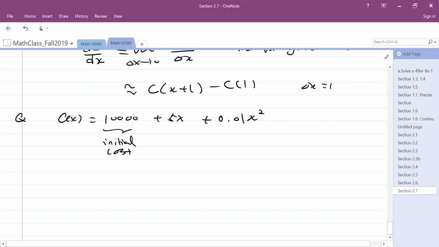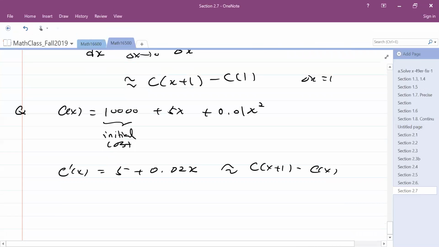All right, so this is a cost, right? Then let's find the derivative. The cost function is not a linear function, I just said that. So the marginal cost is 5 plus 0.02x. This is almost equal to C(x+1) minus C(x).